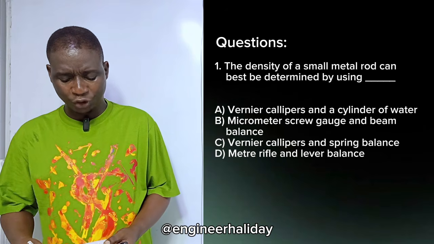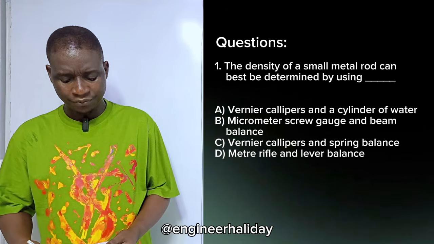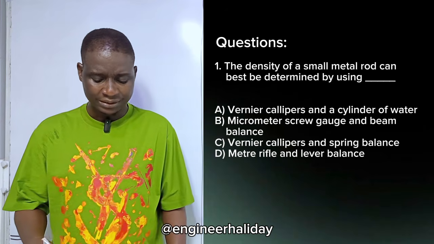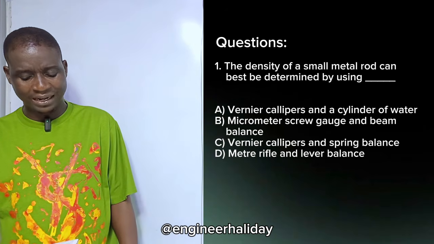B. Micrometer screw gauge and beam balance. C. Vernier caliper and spring balance. D. Metre rule and lever balance.